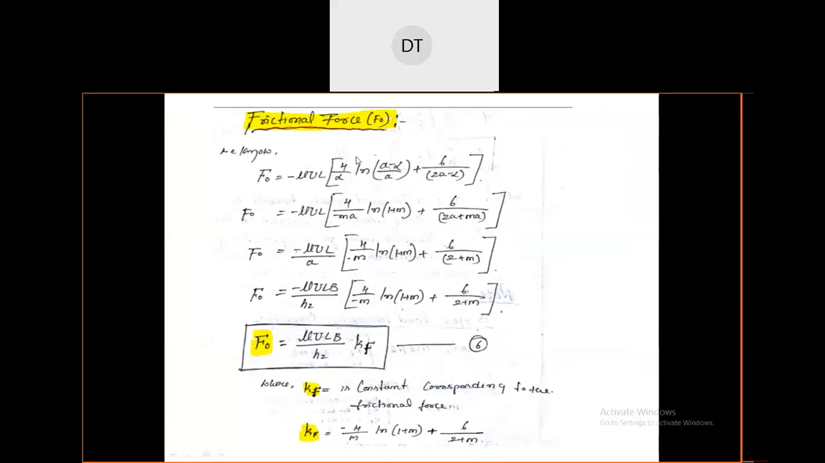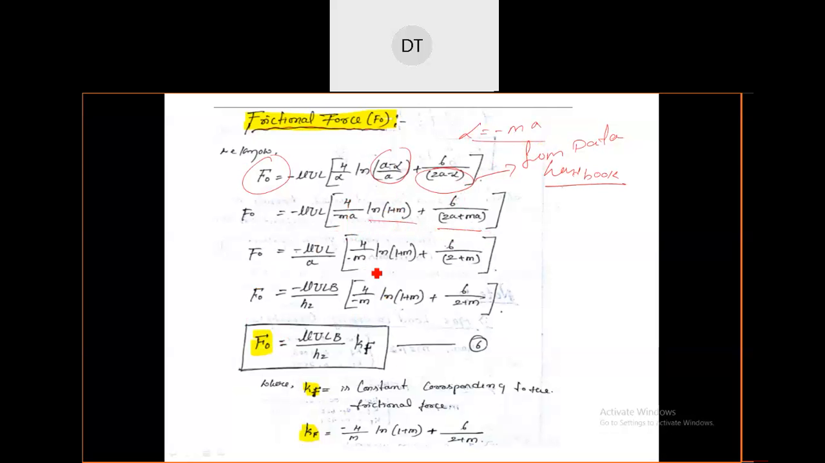Similarly, frictional force. We already have the frictional force value from the data book. This is the frictional force value for fixed shoes, but here we just replace this term and this term alpha by m, so alpha is equal to minus m. And simplify, you will get this equation. So here I substituted the values.